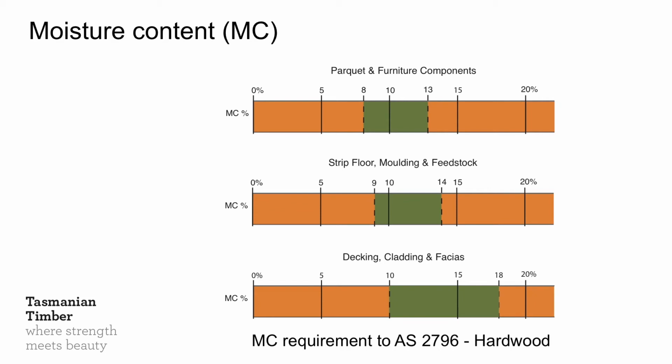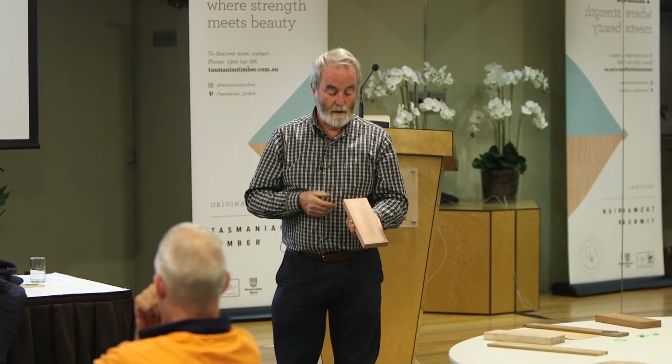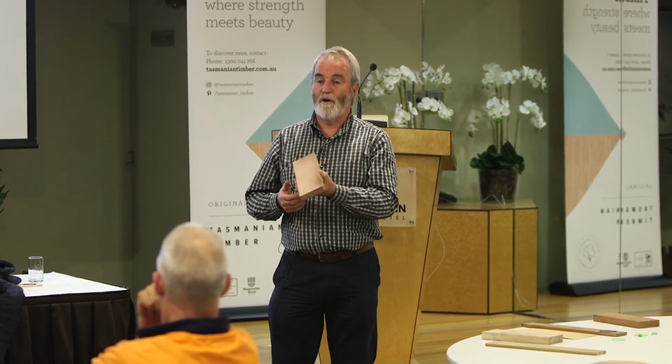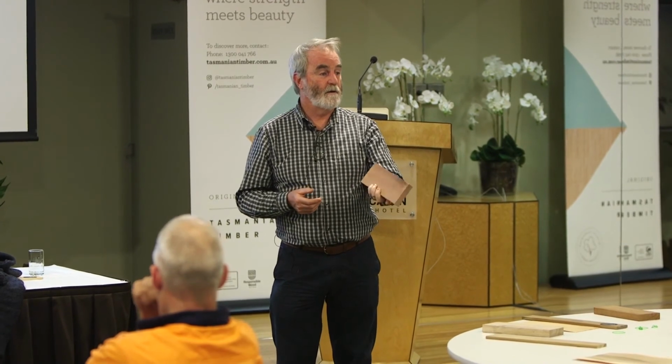So these are the boundaries set by the Australian Standard 2796 for different applications. That's parquetry and furniture up there at the top, 8 to 13. This is strip flooring and mouldings, and this is decks and fascias. So this is stuff that might be going outside. A room like this is going to have an equilibrium moisture content of about 11 to 12, depending on how much the heating's running. And most producers will try and target a market at 11.